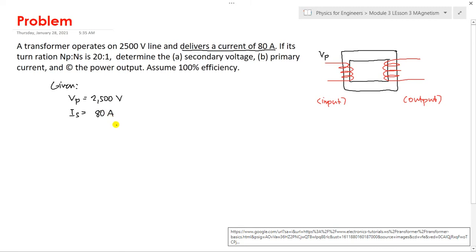So that is sa given na, IS is 80 amperes. Next, the turn ratio, that is NP to NS. So NP over NS is equal to 20:1, so just simply 20. Determine A, the secondary voltage. So daghan tayong requirements diri. Required: letter A, the secondary voltage, VS. Letter B, the primary current, that is IP. Letter C, the power output, that is P output or PS, assuming 100% efficiency.